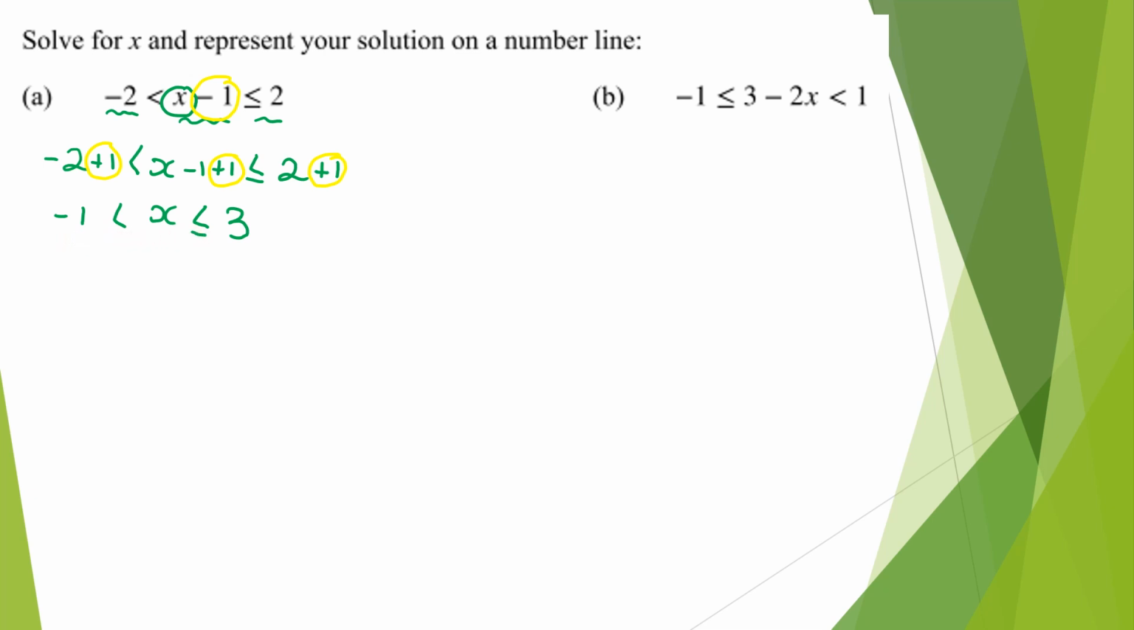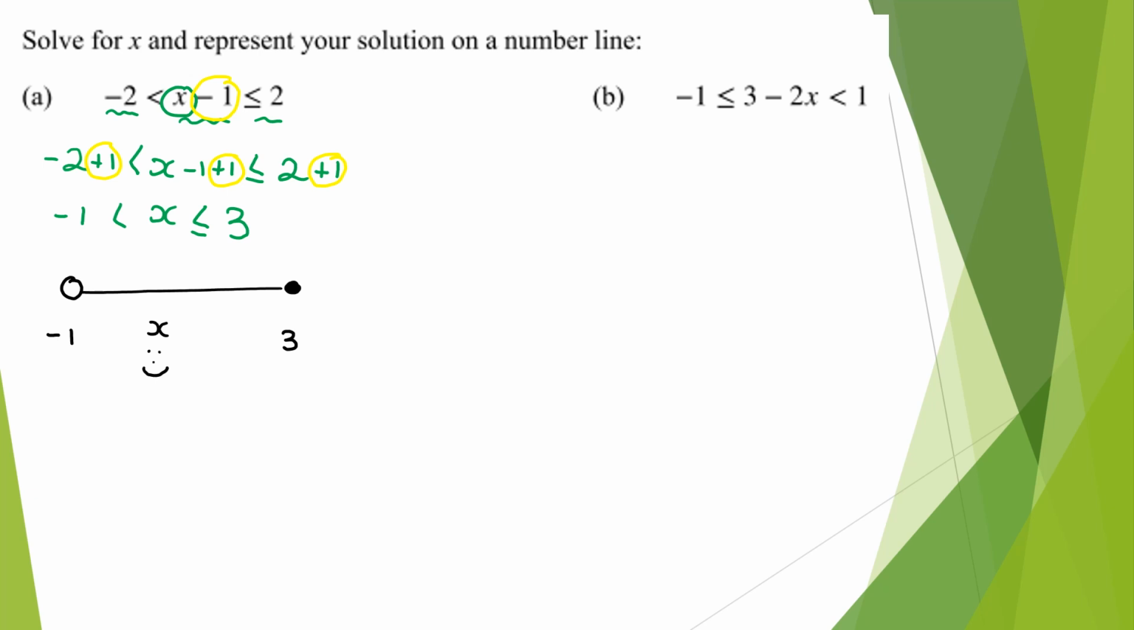And so when we draw our number line, which I'm going to try and draw nicely, we have minus 1, we have 3, and minus 1 is not included, 3 is included, and so our solution are all the real values between these boundaries. And there you go. Between minus 1 and 3, these are the x values that satisfy the inequality mentioned above.